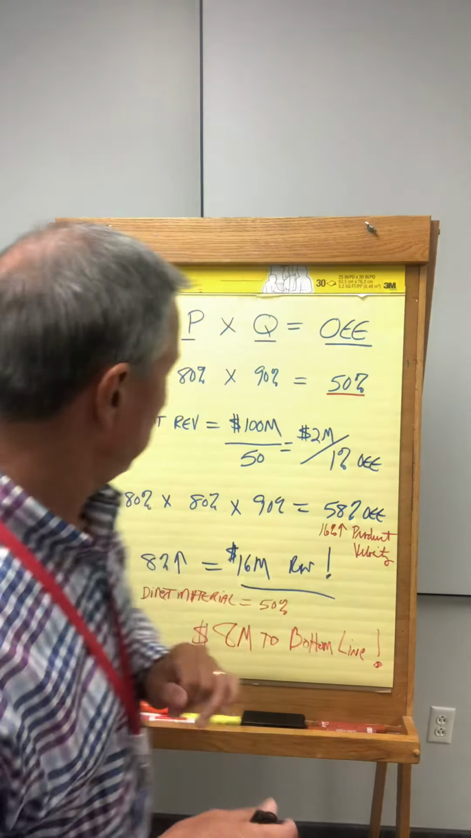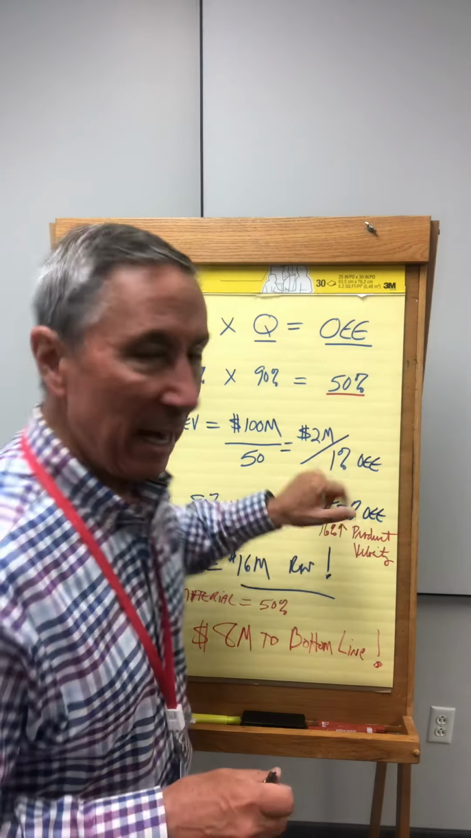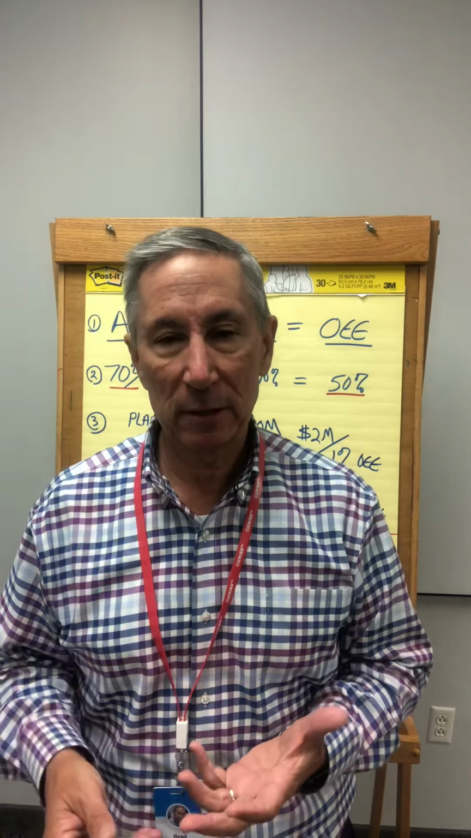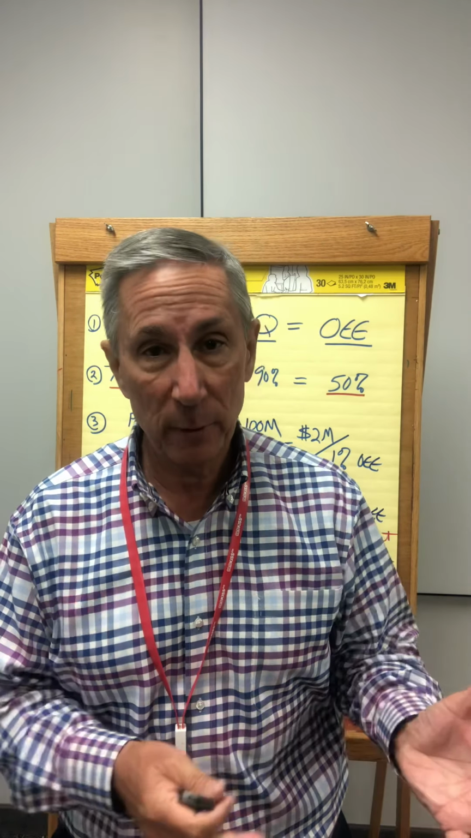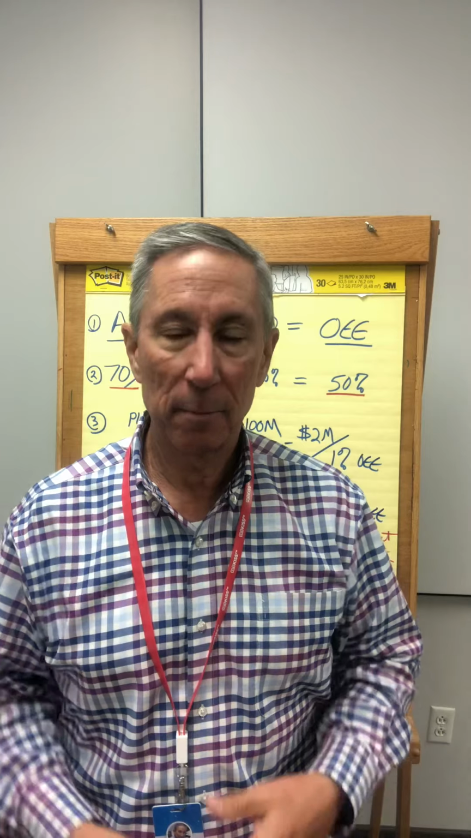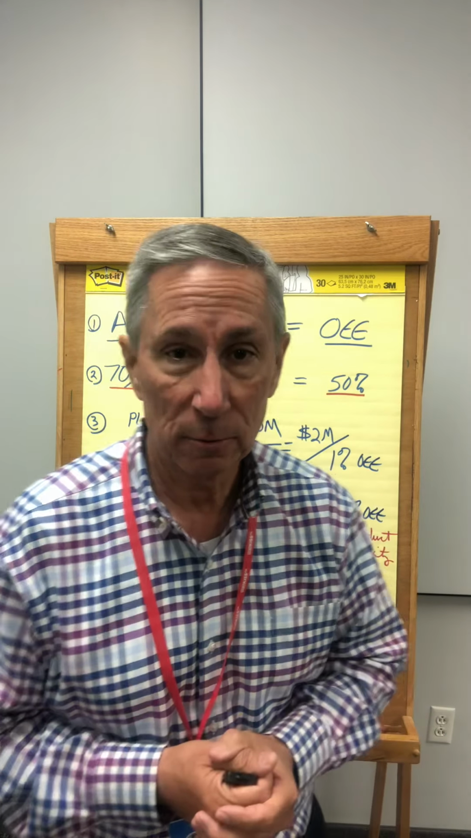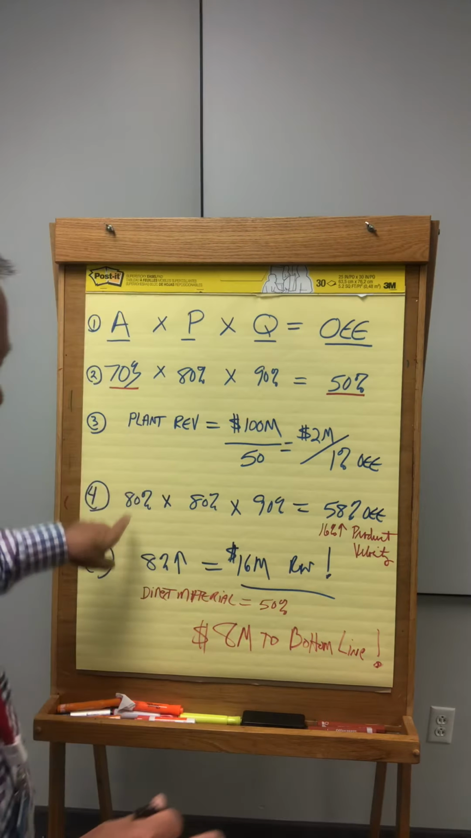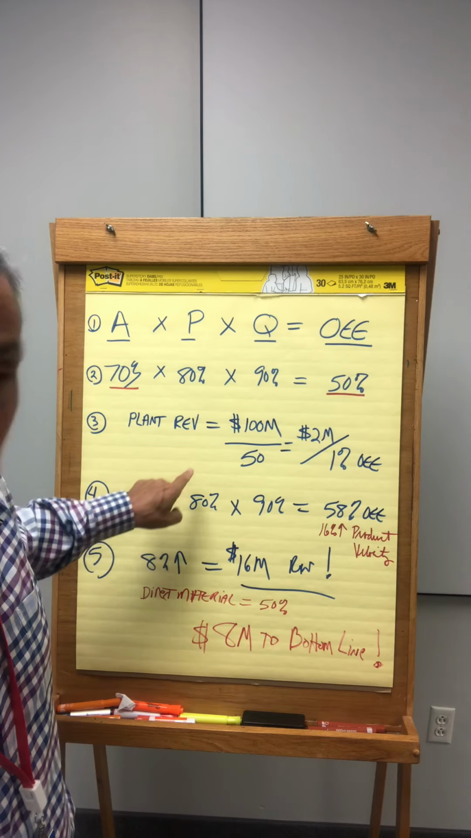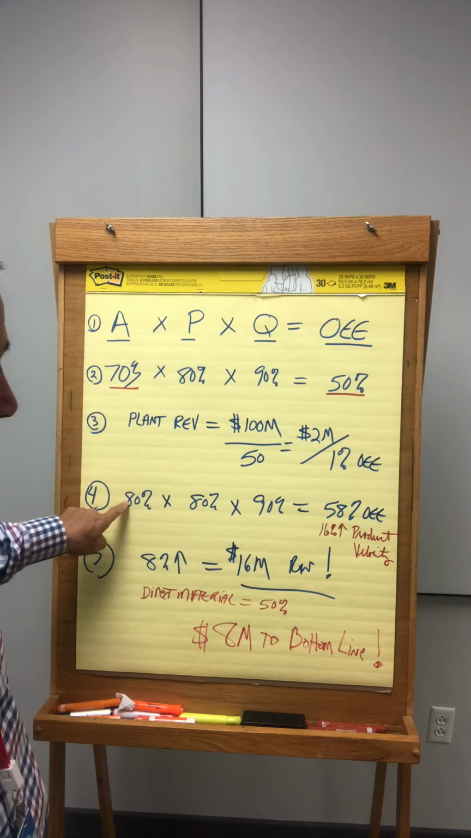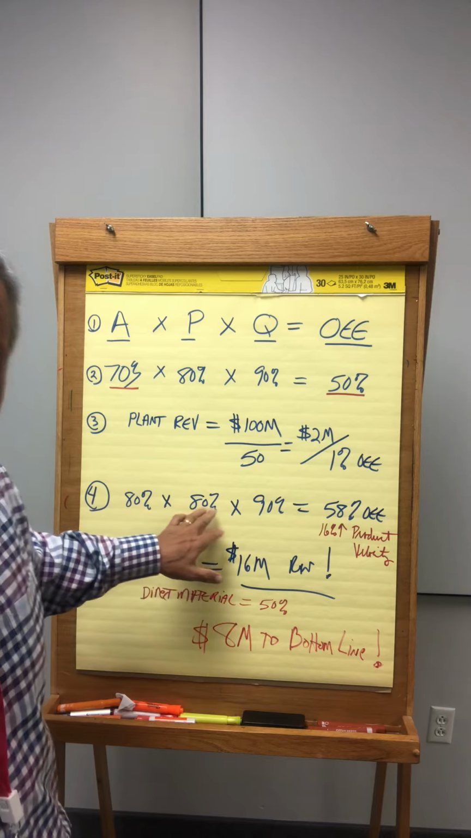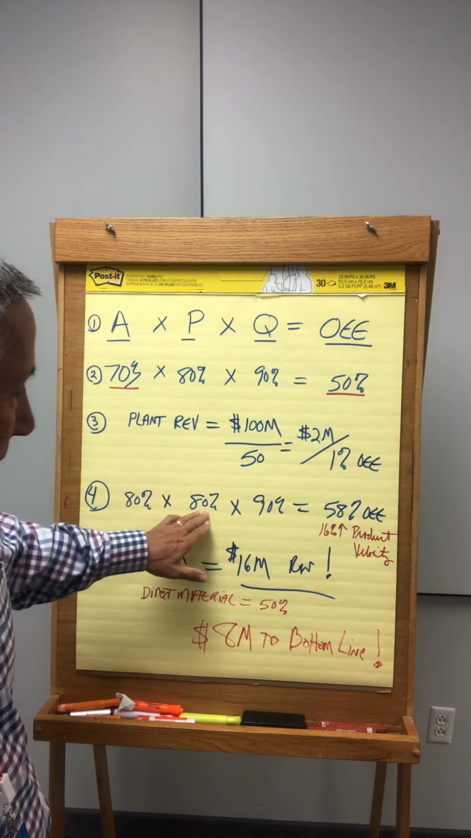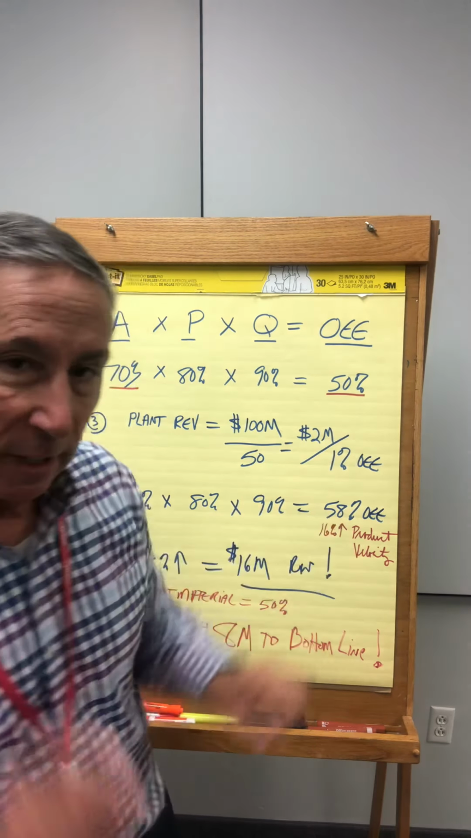Stay with me here. So what would happen if we put a strategy in place and we decided we're going to improve asset performance to drive OEE? Normal maintenance program, asset performance improvement, right? So let's say we improve it from 70% availability to 80. So what that does is 80 times 80 times 90, that's 58% OEE.